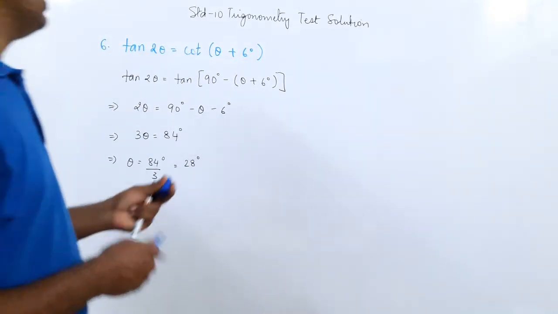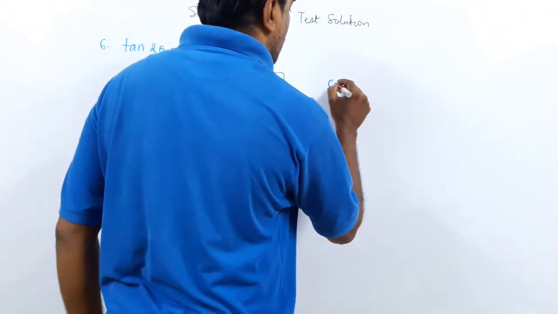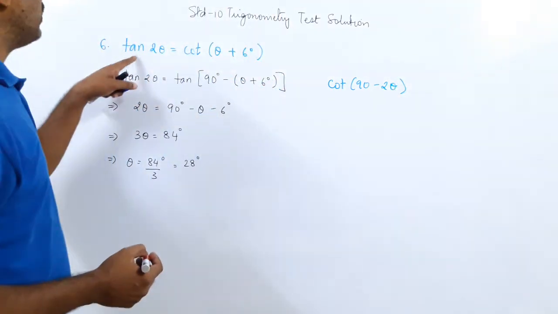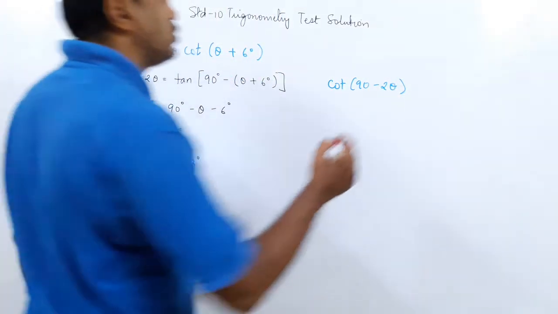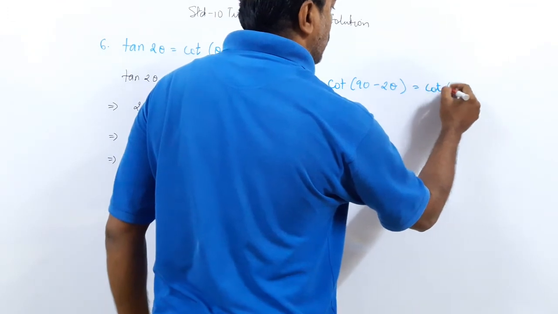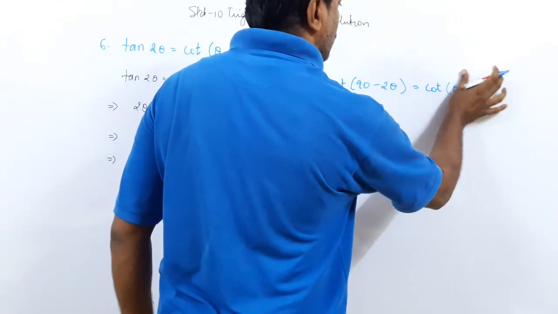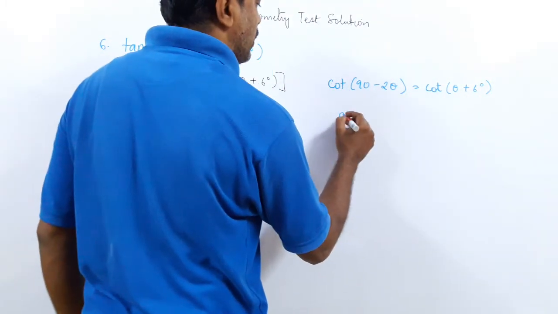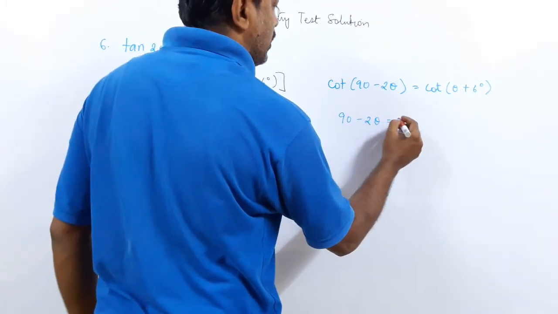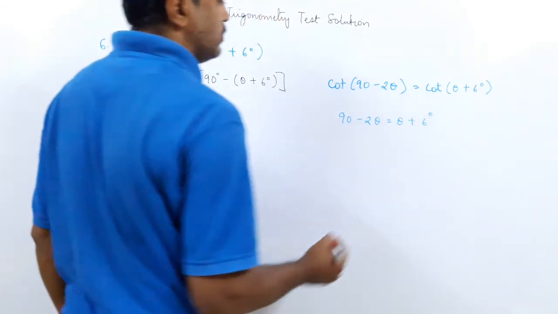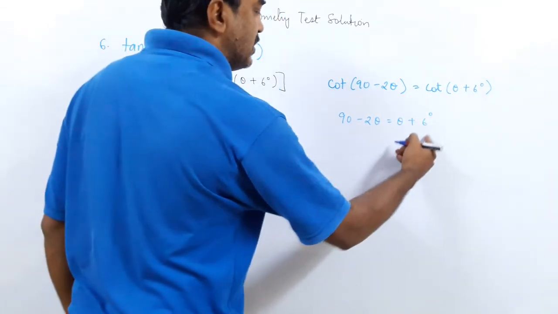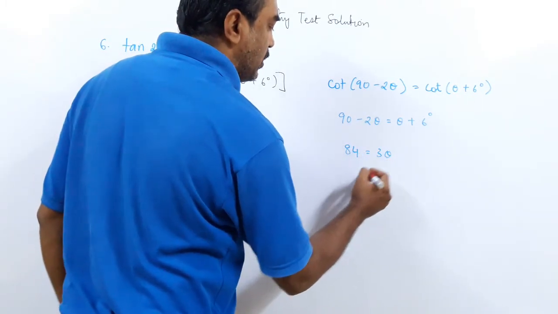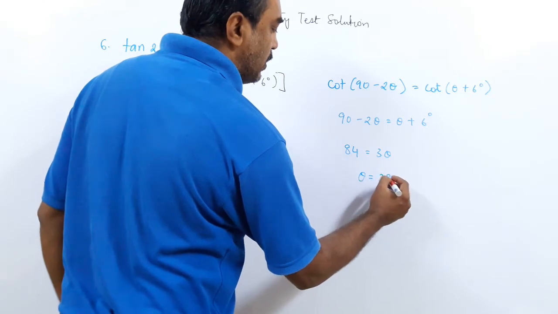Let us do it and see what I mean to say. You can write tan 2 theta as cot 90 minus 2 theta equal to cot theta plus 6 degree. Okay? So we get 90 minus 2 theta equal to theta plus 6 degree. Now take the 2 theta this side and 6 on this side. So 90 minus 6 is 84 equal to 3 theta. Theta equal to 28 degree.